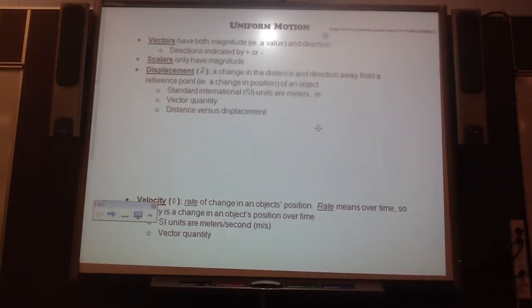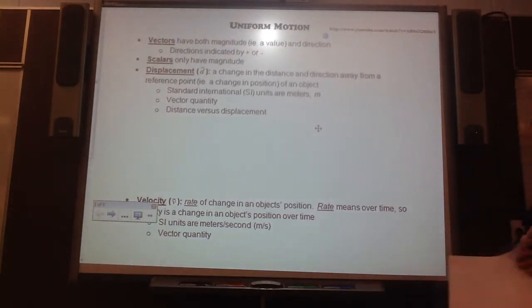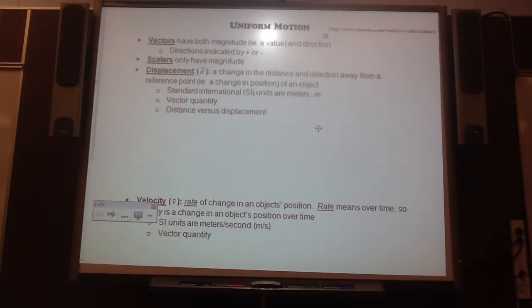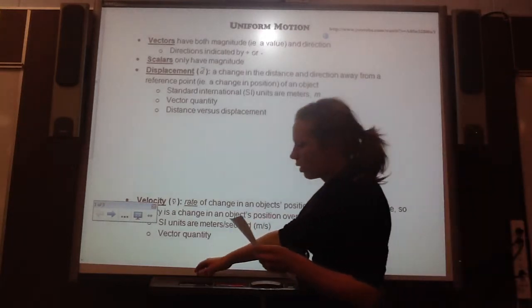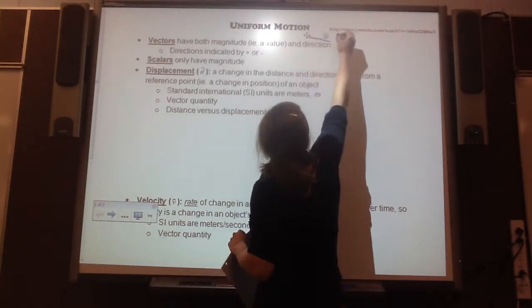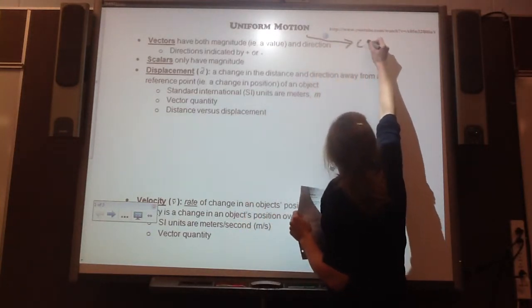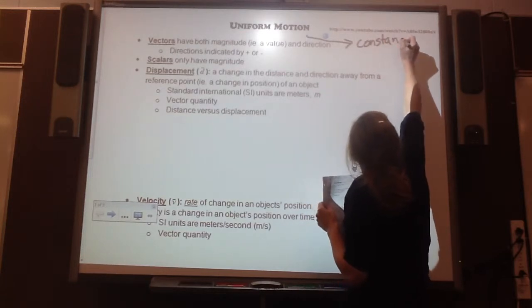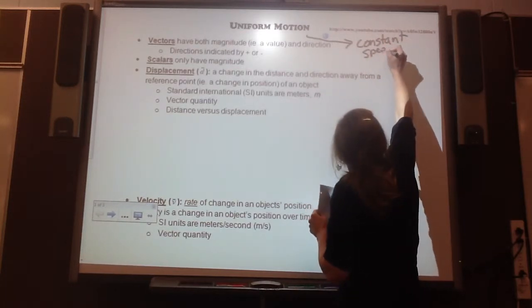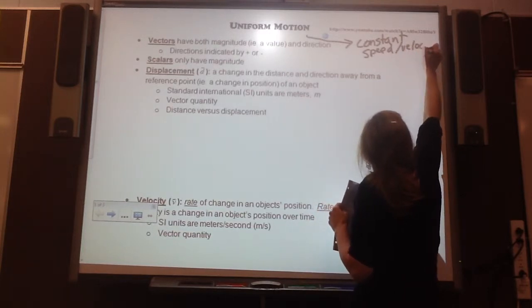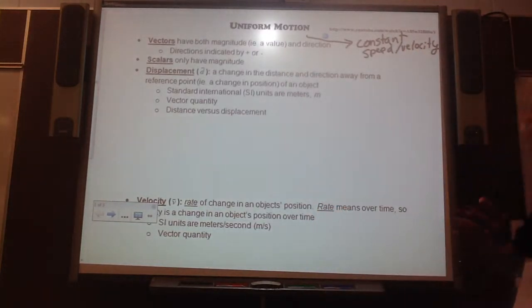Okay, so vectors have both magnitude and direction. Directions, as I mentioned, can be either positive or negative. Scalars only have magnitude. So when we talk about uniform motion, this refers to, write this down, constant speed and velocity, so that they're staying the same. Okay? The same thing.